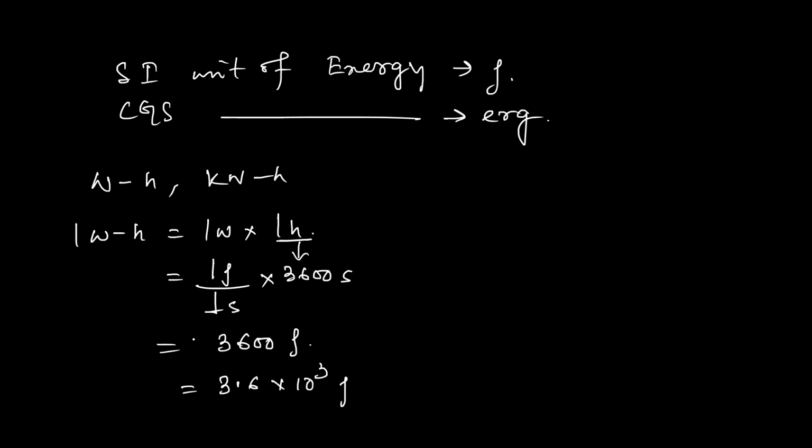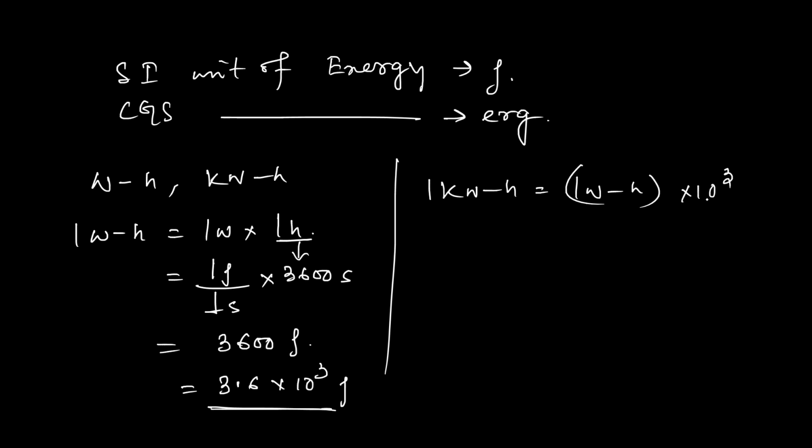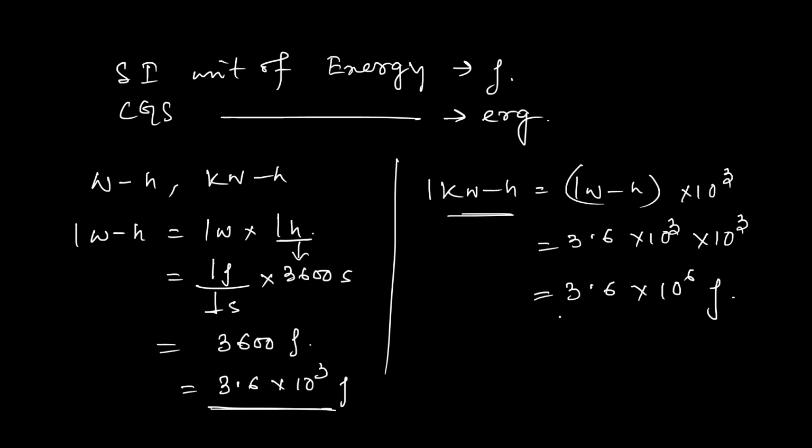So 1 watt hour has an energy of 3.6 into 10 to the power 3 joule. Now 1 kilowatt hour is 1 watt hour multiplied by 10 to the power 3. So it is 3.6 into 10 to the power 3 multiplied by 10 to the power 3, which is 3.6 into 10 to the power 6 joule. So 1 watt hour equals 3.6 into 10 to the power 3 joule, and 1 kilowatt hour equals 3.6 into 10 to the power 6 joule.